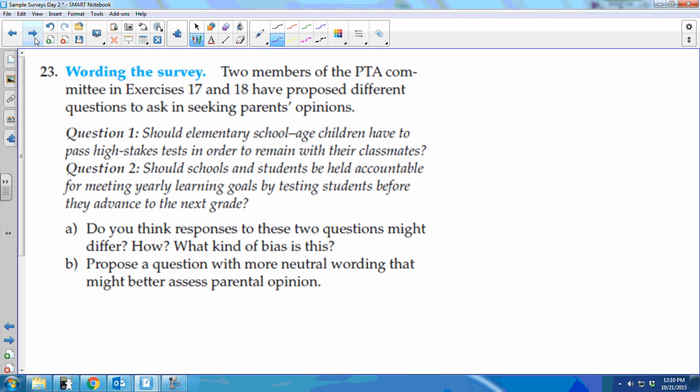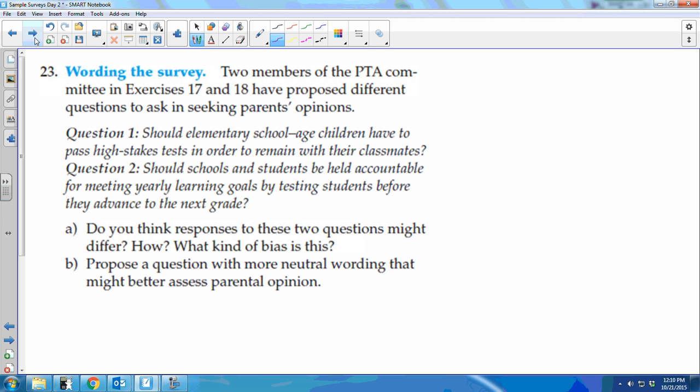Wording. Two members of the PTA committee in exercise 17 have proposed different questions to ask in seeking parents' opinions. Question 1: Should elementary school age children have to pass high stakes tests in order to remain with their classmates? Question 2: Should schools and students be held accountable for meeting yearly learning goals by testing students before they advance to the next grade? Do you think responses to these two questions might differ?